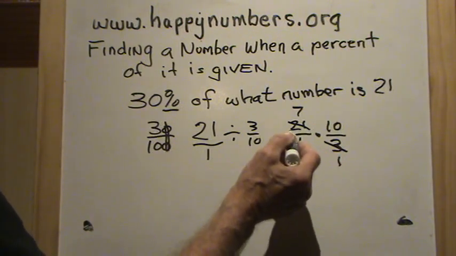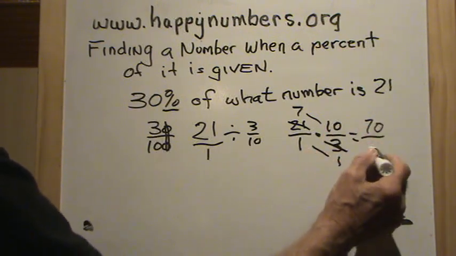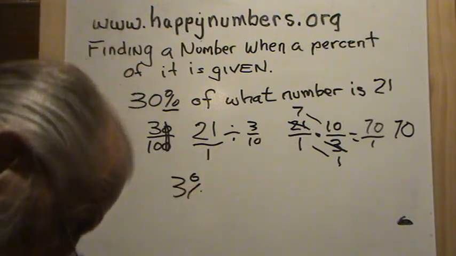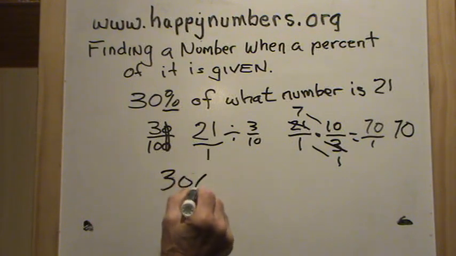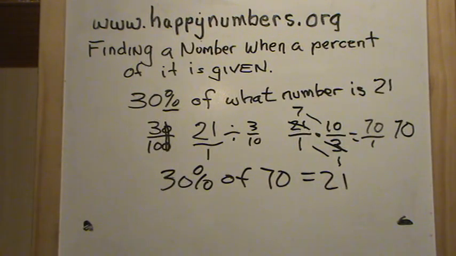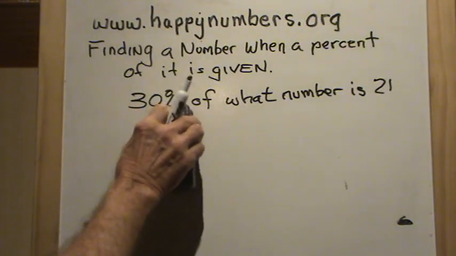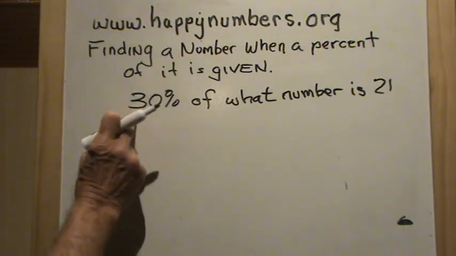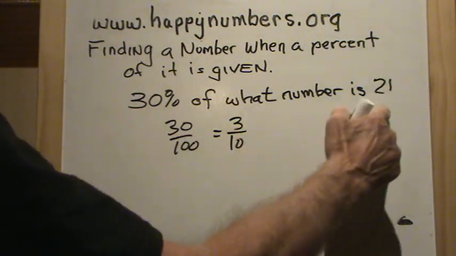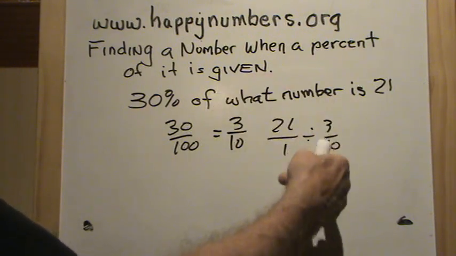Okay, so 3 goes into 3 one time. 3 goes into 21 7 times, and then we multiply. 7 times 10 is 70. 1 times 1 is 1. So our answer is 70. So 30% of 70 equals 21. Fairly simple skill set. Let's quick review, and then we'll do some problems. 30% of what number is 21? First step, change 30% to a fraction, 30 over 100, and we knew that was 3/10. Then you divide this number, 21, divided by 3/10, which means you multiply by 10 over 3.